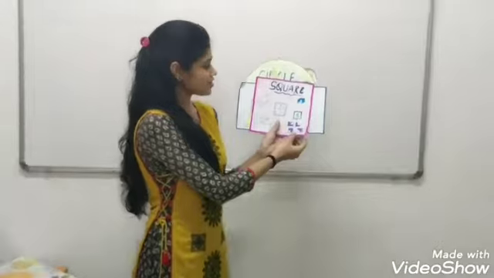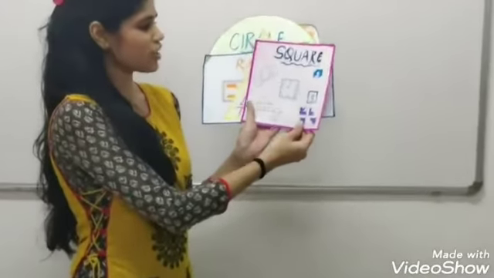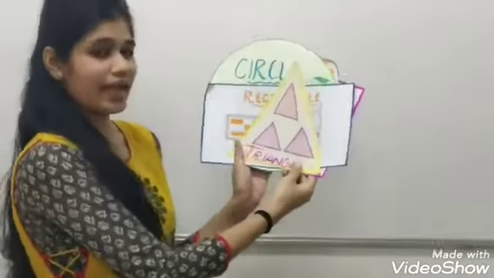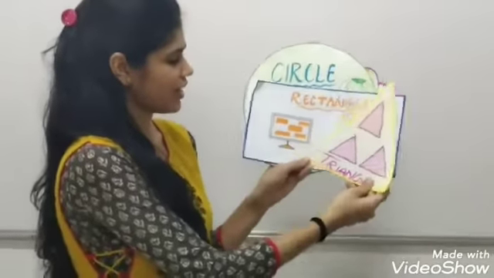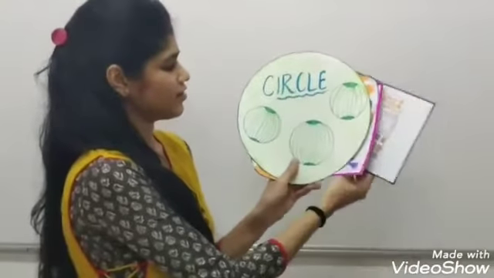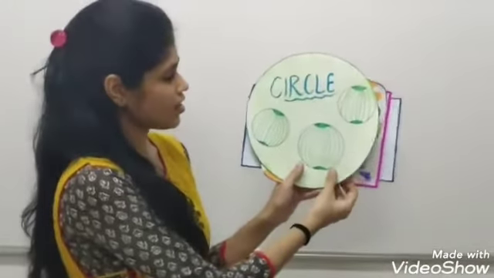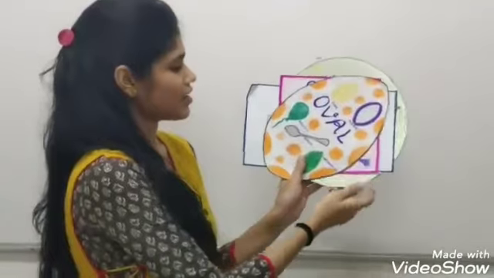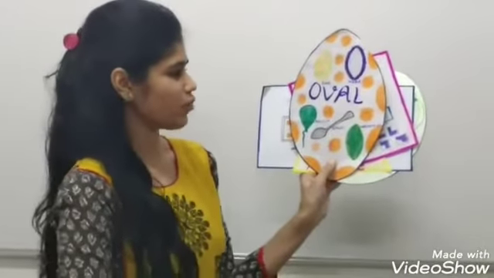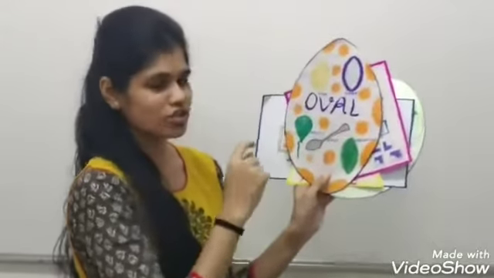Okay, my kids? See, which shape is this? Square. ये कौन सा shape है? Square. Then triangle. Okay, triangle. Then rectangle. Then circle. And the last is oval. Which shape is this? Oval shape. Okay, this is a oval shape. So one by one we will learn about these shapes.